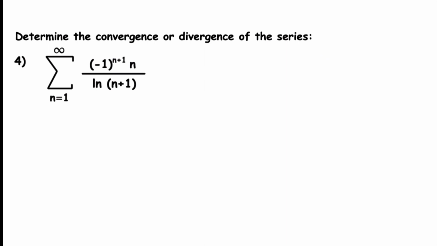Number 4, there's definitely an alternating component. I look at the rest of it, the n over natural log of n plus 1, and I realize that since n grows at a normal rate and natural log grows much more slowly, the rest of the fraction is going to get larger and larger and larger, which means this is not heading towards 0. Therefore, the AST fails, and this is going to diverge by the nth term test. This is another example of something that oscillates.